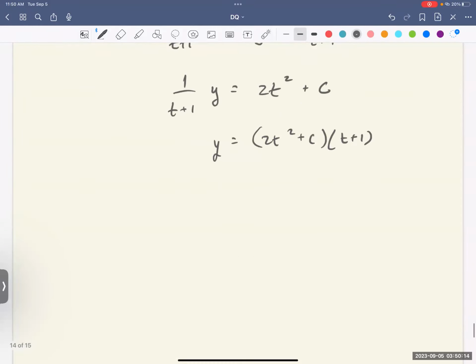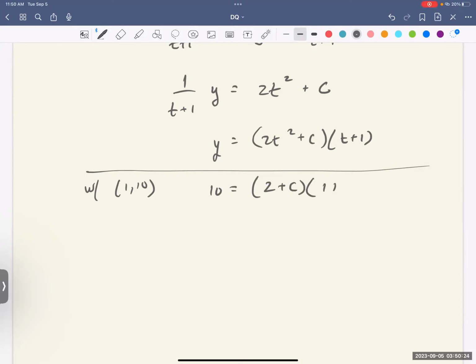Now we need to recover the constant with initial condition y of 1 is 10. So y is 10. We get 2 plus c times 1 plus 1. This is 2 over here. So that gives us 5 is equal to 2 plus c when we divide by 2. C has to be a 3.